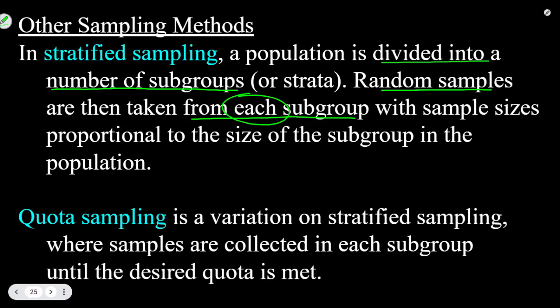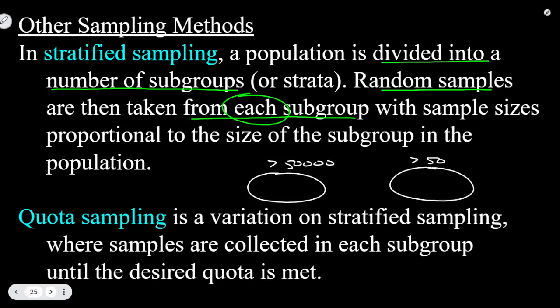The second type we want to talk about is quota sampling. This is a variation of stratified sampling where you still divide them into subgroups, but samples are collected in each subgroup until you get the desired quota. So let's say that your subgroups are people whose income is greater than $50,000 per year, and then people whose income is less than $50,000 per year. Whoops, I put greater than twice. Let's fix that, less than.